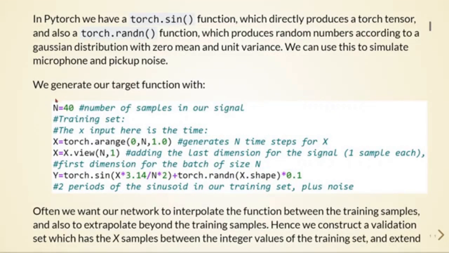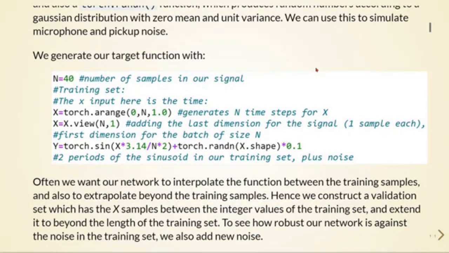So here we are setting the number of samples in our signal. For our input, we're generating N time steps for x. This is what we're doing here. Then we are reshaping to have the last dimension for the signal and the first dimension for the batch size, capital N, that we defined here.